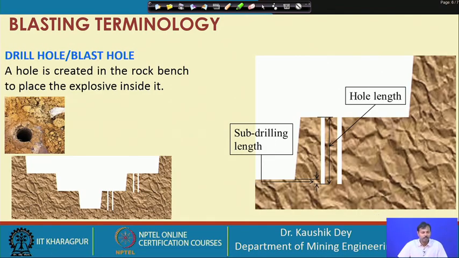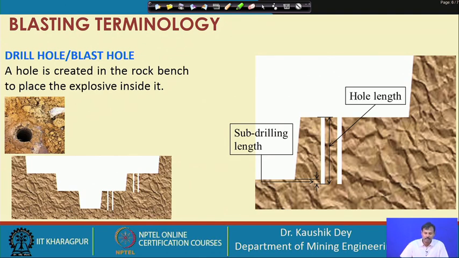So, our next terminology that we should understand is the drill hole, or blast hole. In fact, drilling is already covered in this lecture. So, when we drill, we create the hole. That drill hole is called a blast hole when we insert the explosive inside it and allow the explosive to be detonated. A hole created in the rock bench to place the explosive inside it is called a blast hole. Initially it is a drilled hole, and by placing the explosive inside that hole, it is called a blast hole.